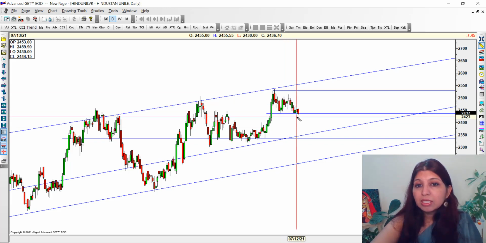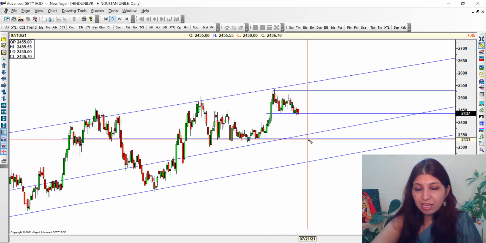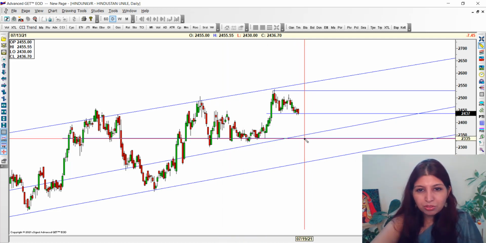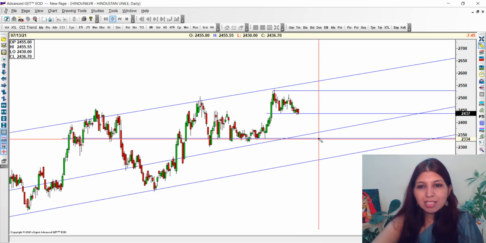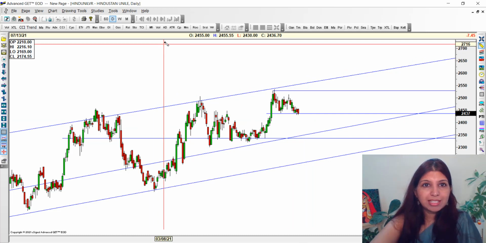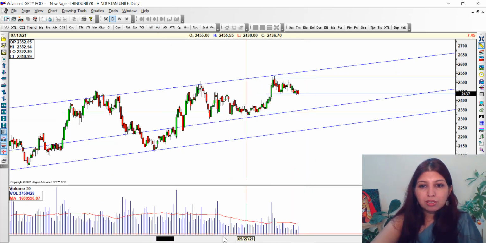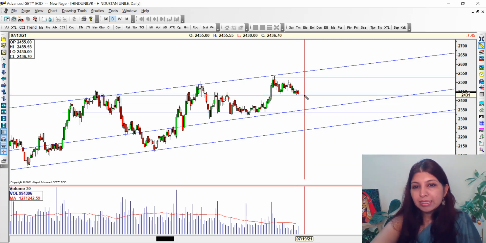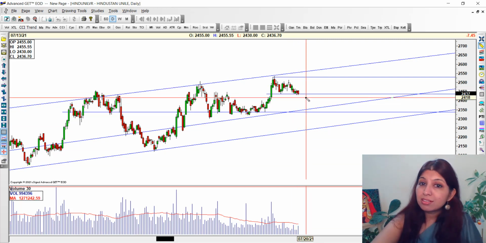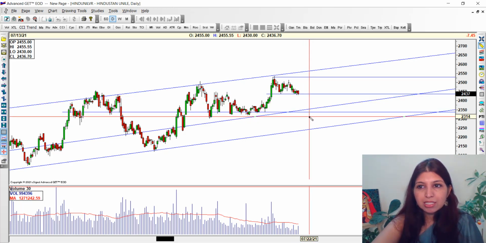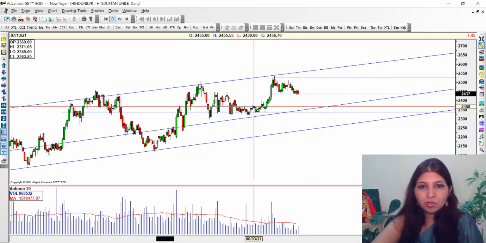So the target which this descending triangle is giving us has also been a major support or resistance, however you want to call it. This gives me a little more confidence that if the prices fall down with high volumes, let's get volumes on the page too, you see the volumes here. So tomorrow, if the prices fall down with high volume over here, we are going to go short, and we will be targeting about 2337.